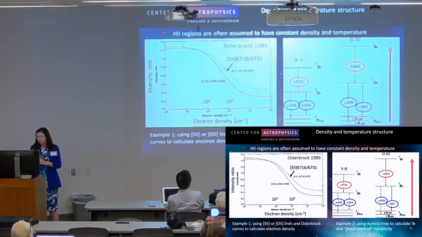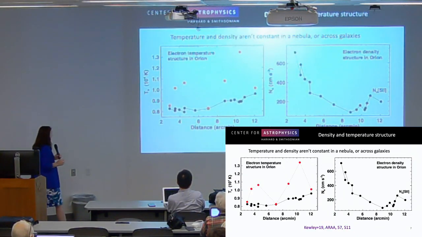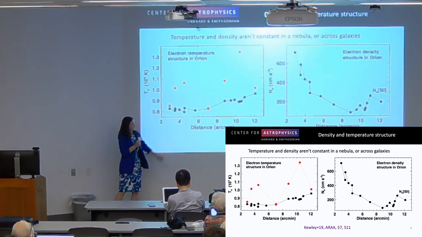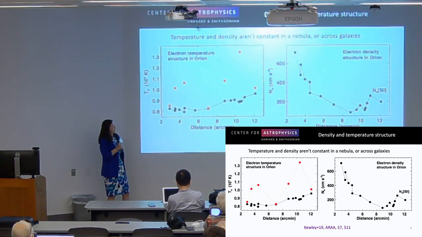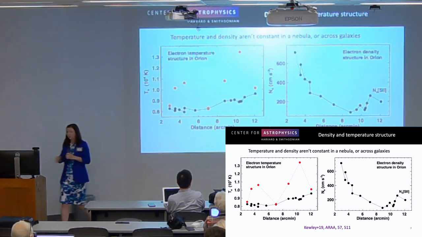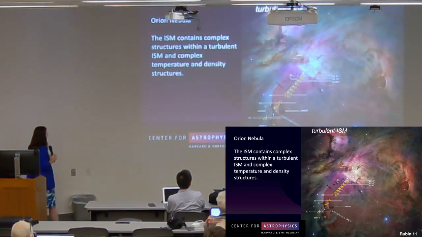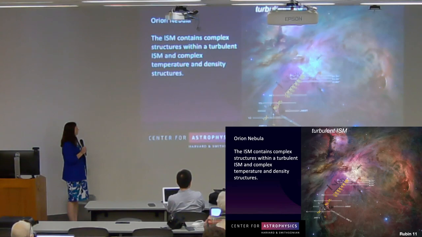And we're still using these diagnostics, but we know from our observations of H2 regions such as these observations of the Orion Nebula that they're just not constant. There's hardly any H2 regions where the density and the temperatures are constant. So these figures show the electron temperature as a function of distance in the Orion Nebula, and also on the right-hand side, the electron density as a function of distance in the Orion Nebula. And you can see that there's this interesting distribution, and it really just depends on which H2 region you're looking at, where you're looking in the nebula. And Orion's quite turbulent. So Orion has very complex structures, in both temperature as well as density.